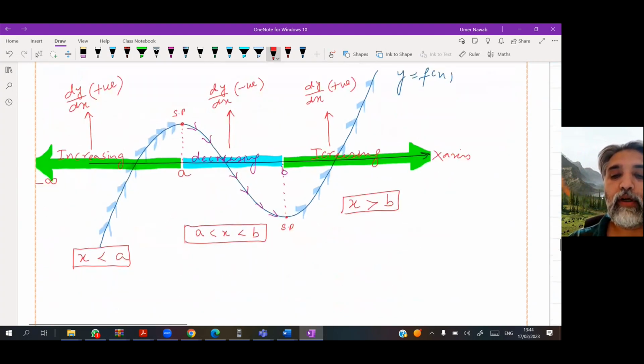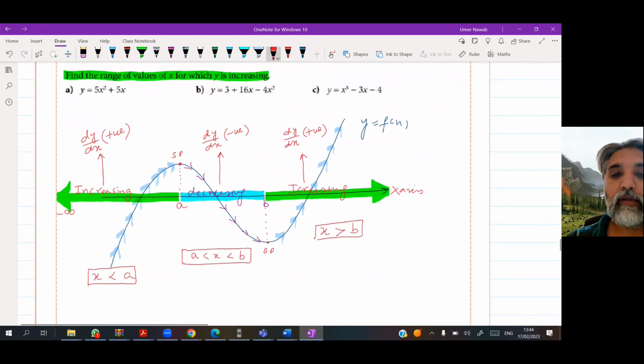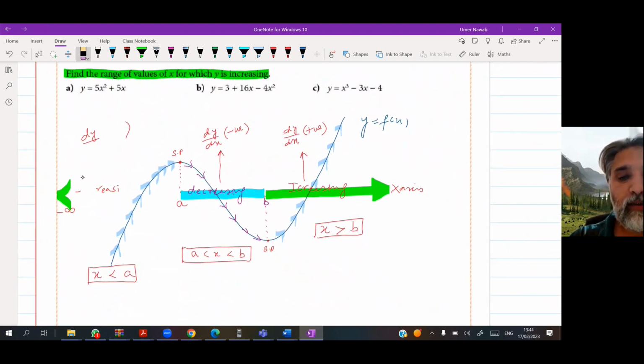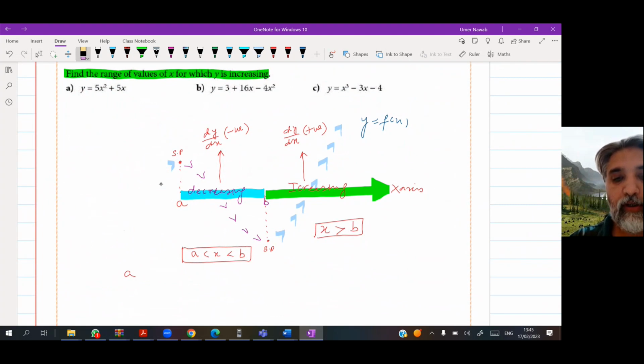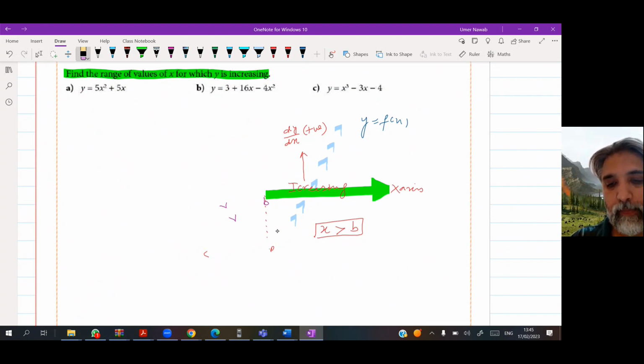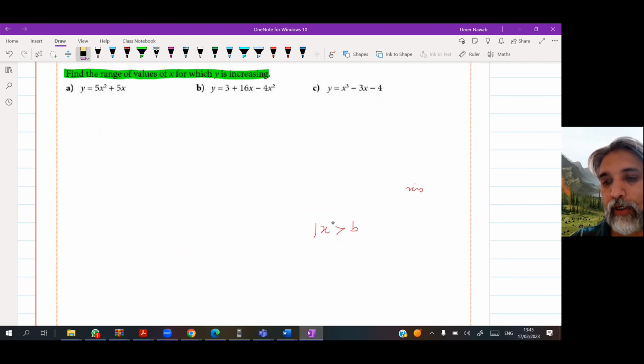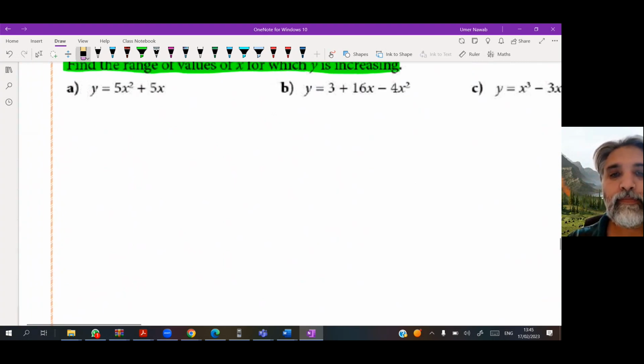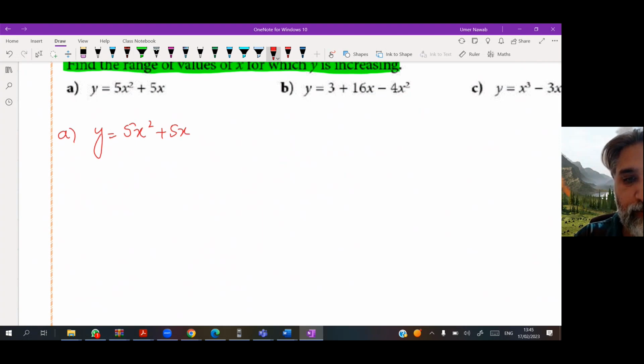So we are ready to start our questions. Allow me to erase this because this is just for explanation purposes. I have done it here. So now I'm going to start with the very first question. This is part a. y is equal to 5x squared plus 5x. I need to take the derivative: dy by dx is 10x plus 5.